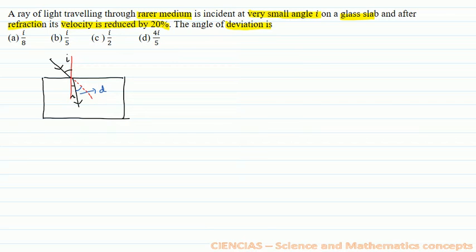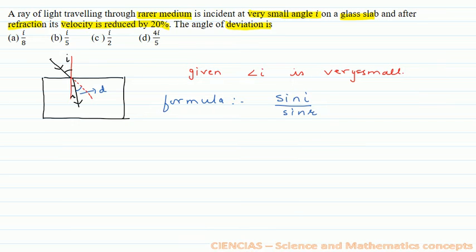So now first of all we see what is given to us. Given: angle I is very small. Now we see what formula to be used. Formula: according to Snell's law, sin I upon sin R is equals to refractive index, which is equals to speed of light in air upon speed of light in medium. Since angle I is small, therefore angle R will also be small.